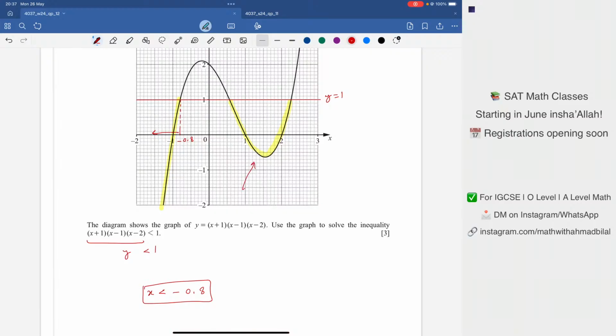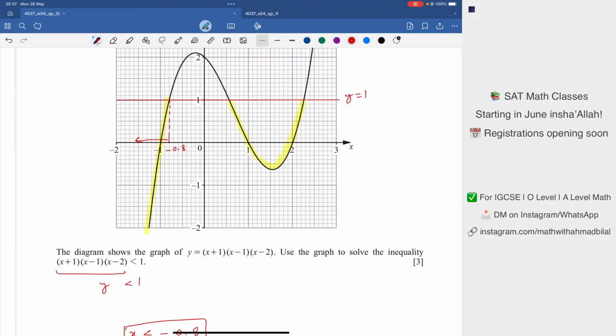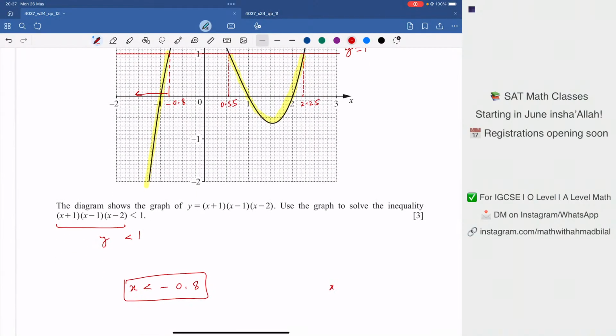And then this is another region. Again, look at the graph and see where the graph is crossing this line. It's somewhere in the middle here. You can say this is 0.55. And the other value that I see here is roughly 2.25. So I can say x has to be between these two values, 0.55 and 2.25. This is another set of values of x that we've got. So it's either this or this. This is the final solution that we get from this.